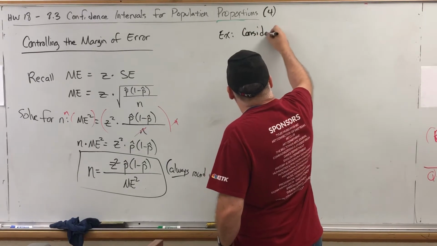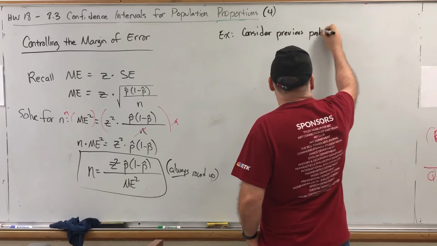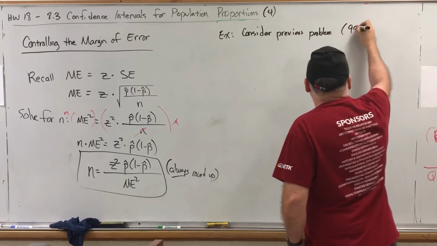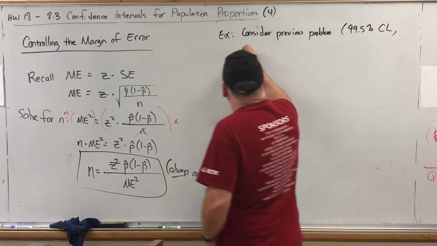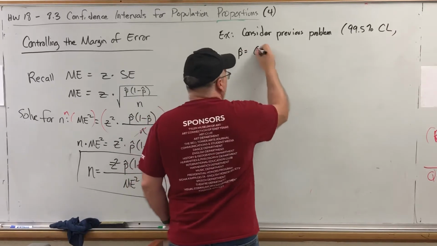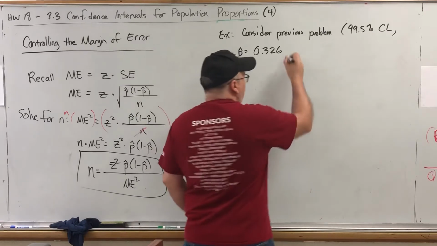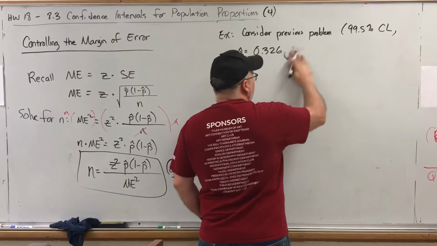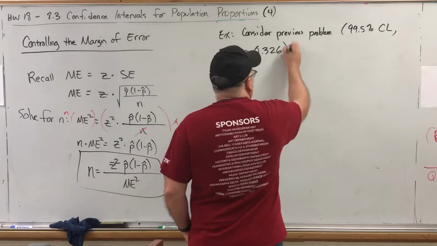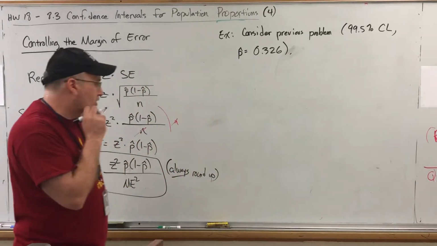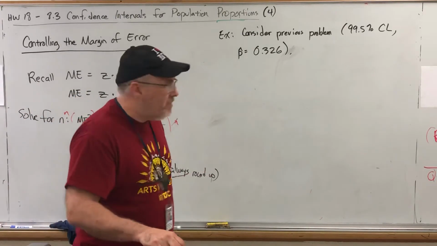Consider the previous problem, where we had 99.5% confidence level, CL for confidence level. Our p-hat was 0.326, I believe. And our sample size, well, we're not going to have the sample size. We need it, because we're going to calculate the sample size. In the previous video, the margin of error was about 0.05.